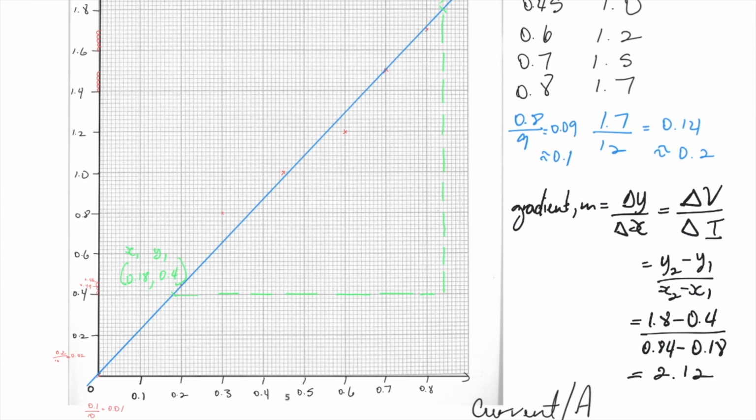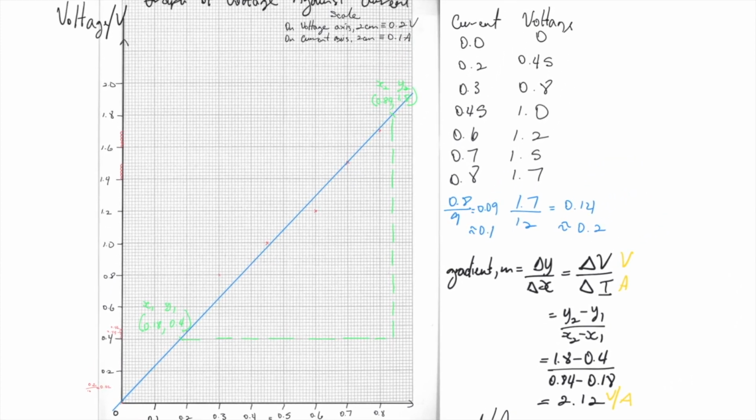So my gradient for this graph is 2.12, and since it's voltage over current, and we know the unit for voltage is volts and the unit for current is amps, it means that my unit must be volts per amp. And that's how we calculate our gradient. So you see, now we would have plotted our entire graph, calculated our gradient, and we would have been able to get a good chunk of that 25 marks for question 1.